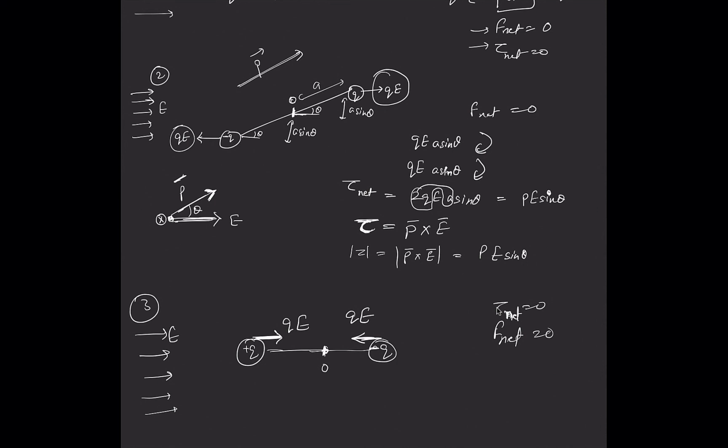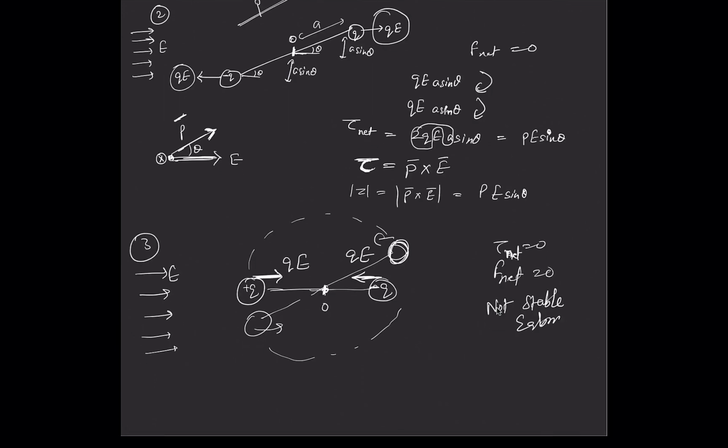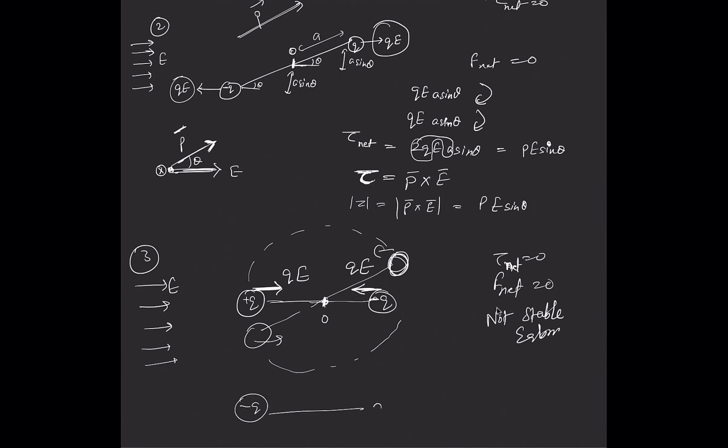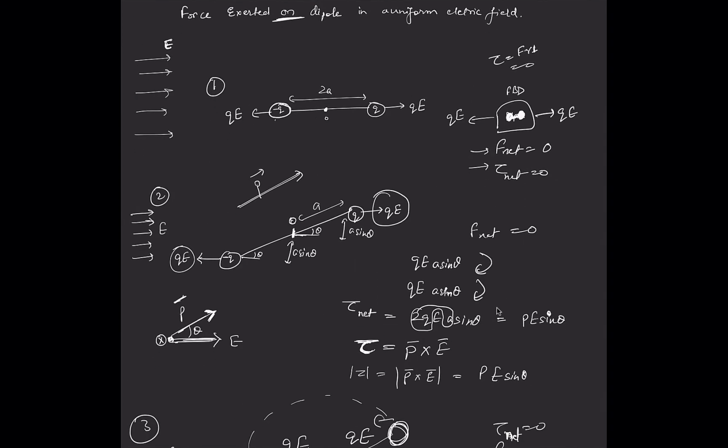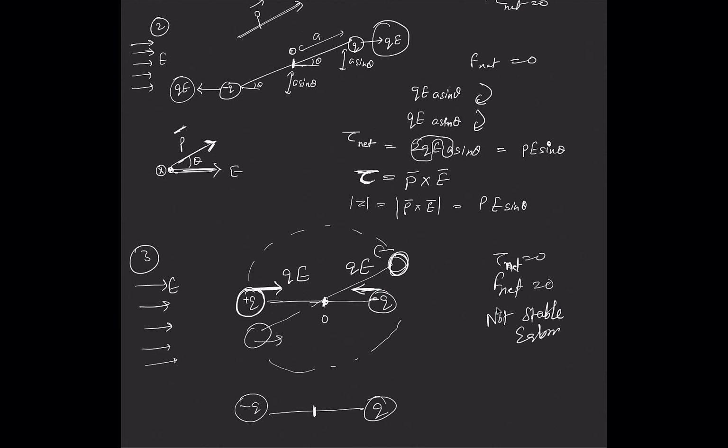So this is also an equilibrium position like the first case, but this is not a stable equilibrium. By stable equilibrium we mean that if we shift it slightly like this, it will completely rotate and come back to the position as in case 1, with minus Q here and Q here. It will not stay in the initial position. In the first case it would stay in the initial position. Here it would change its position, it would completely rotate. That's why it's not stable. In the first case it was a stable equilibrium.